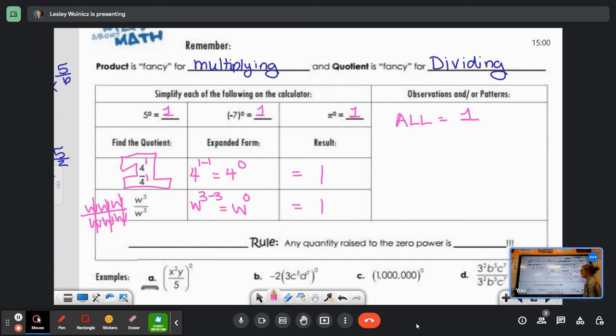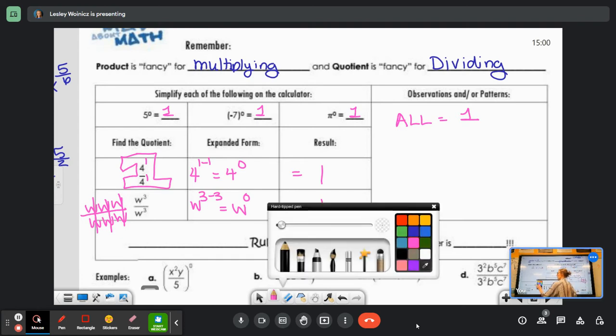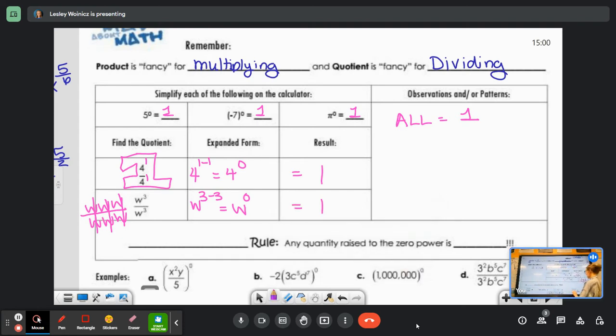Okay, so our negative power rule, just kidding, 0 power rule, negative is next. The 0 power rule is that any quantity we raise to the 0 power is just going to be 1. Or you can write the number.